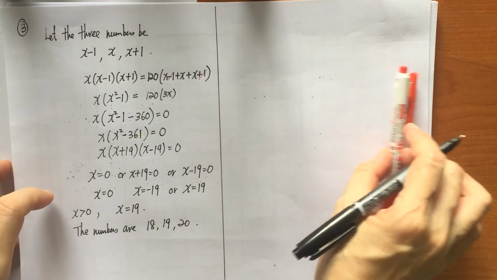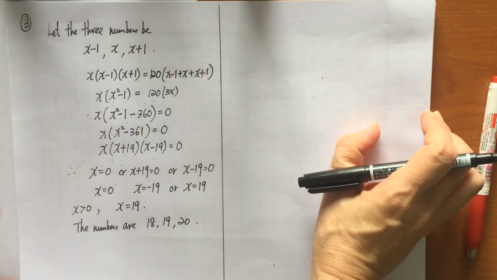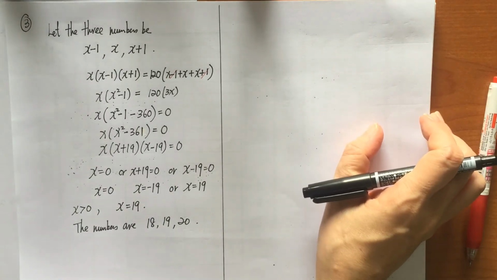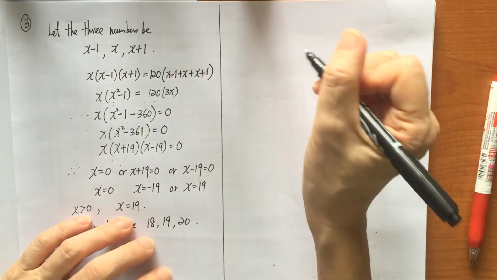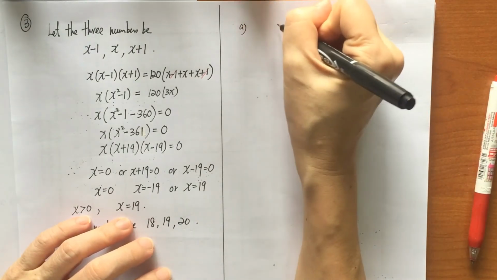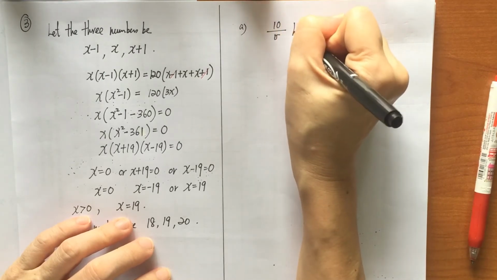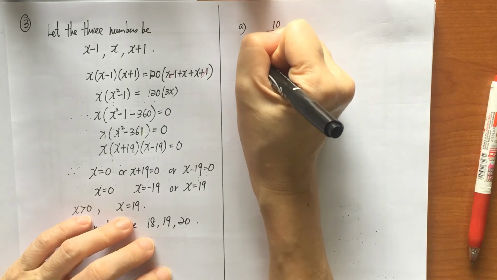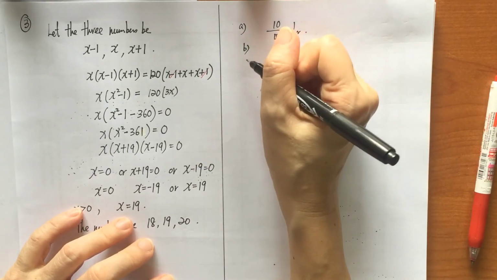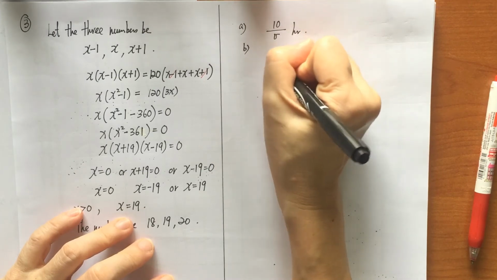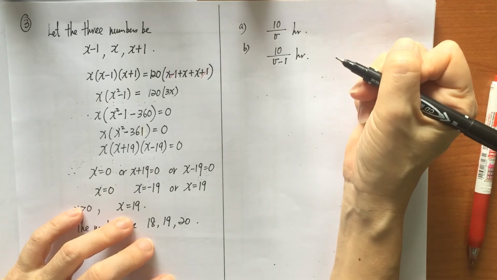Question 4. Distance between two towns A and B is 10 km. John walks from A to B at the average speed of v km per hour. Write down an expression in terms of v for the time he took for the journey. So distance divided by speed, so that is the time. That is part A. Part B. Return journey, his average speed was 1 km per hour less. So 10 divided by v minus 1. So that is the number of hours.